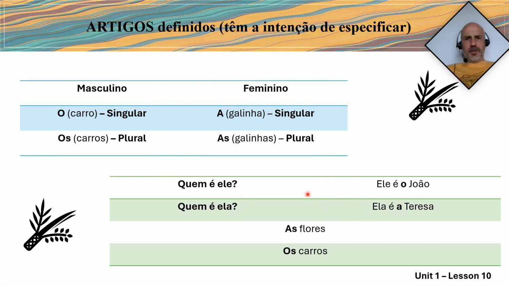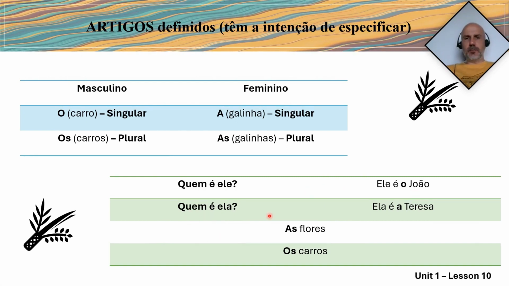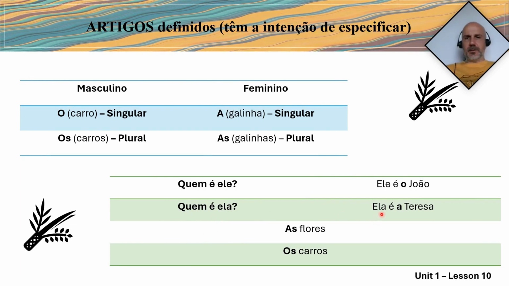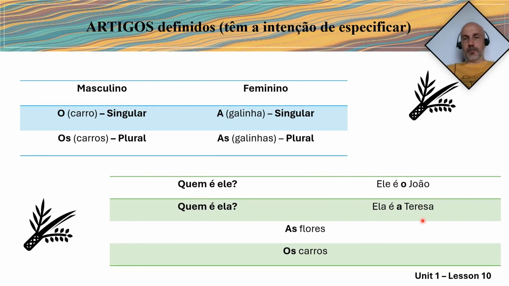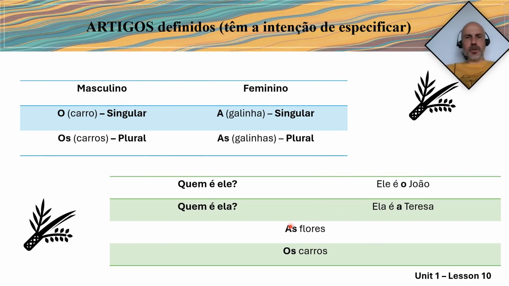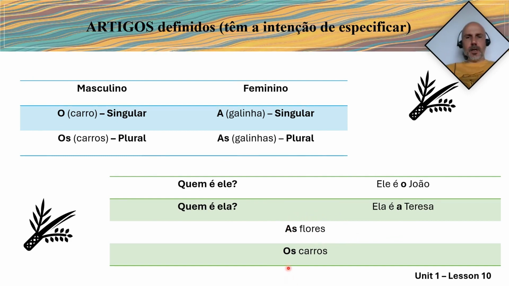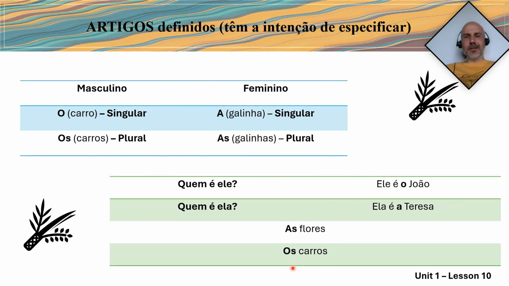Let's check a few more examples. Quem é ela? So this is who is she? And the answer is ela é a Teresa. So she is the Teresa, talking about the third person. And then we have here as flores, which means the flowers, and os carros, as you already know, means the cars.